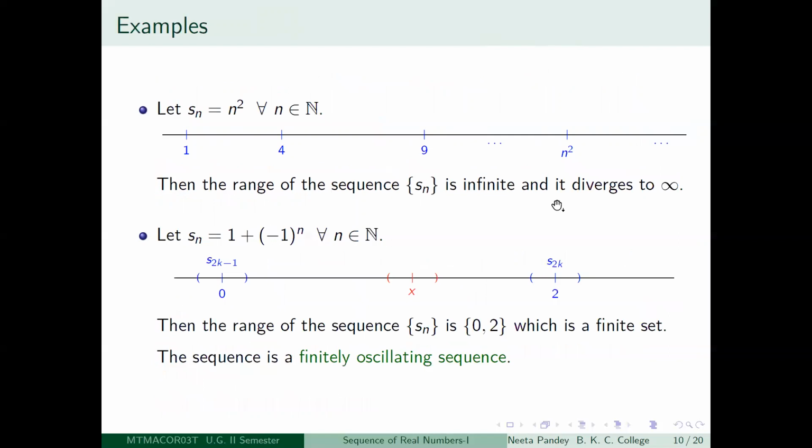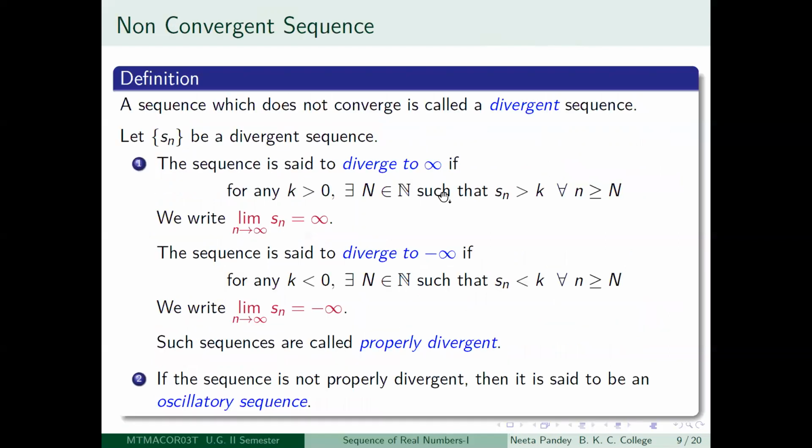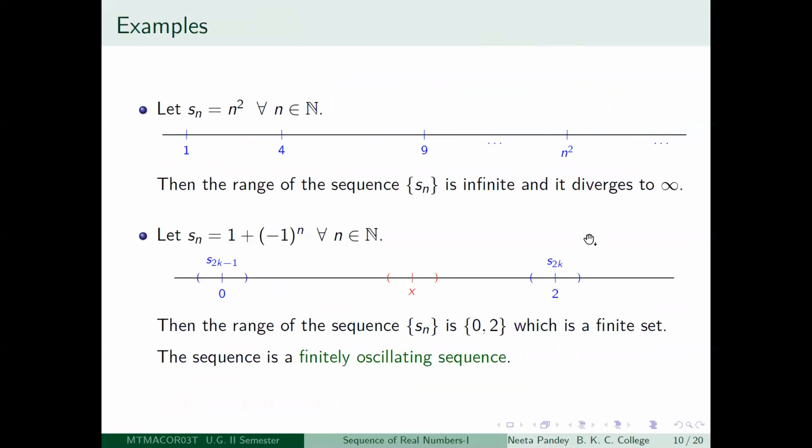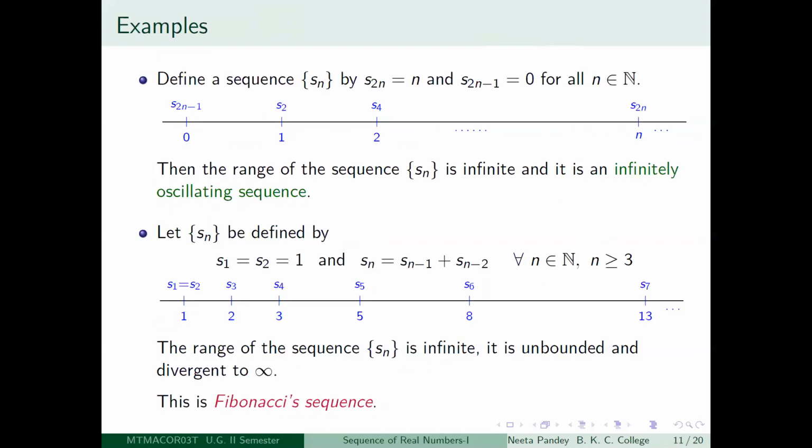That is what you wanted, right? It will diverge to infinity if for any k you will be able to get a positive integer N, so that Sn is greater than k for all little n greater than or equal to capital N. That is not happening here. Always you are getting back to 0, right? Every odd term comes back and hits 0.